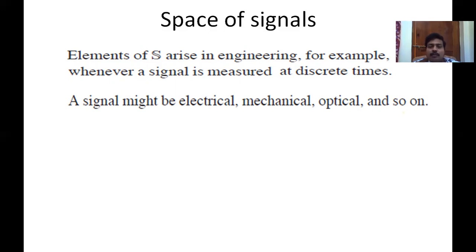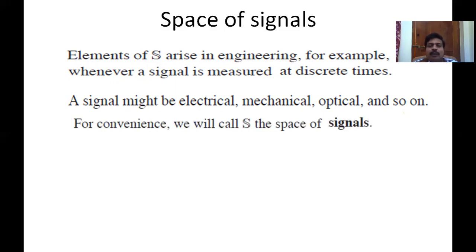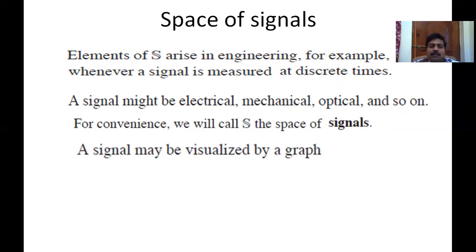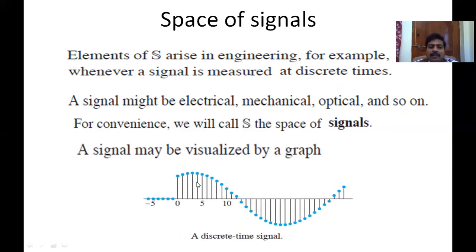Now we have proved that the set of all such sequences is a vector space. So you can add the signals, and all the theory related to vector spaces is applicable to that signal space. Whatever we are going to prove in vector spaces is applicable to the signal space. So this space is called the space of signals, since it is used for signals. The graph may be visualized like this.